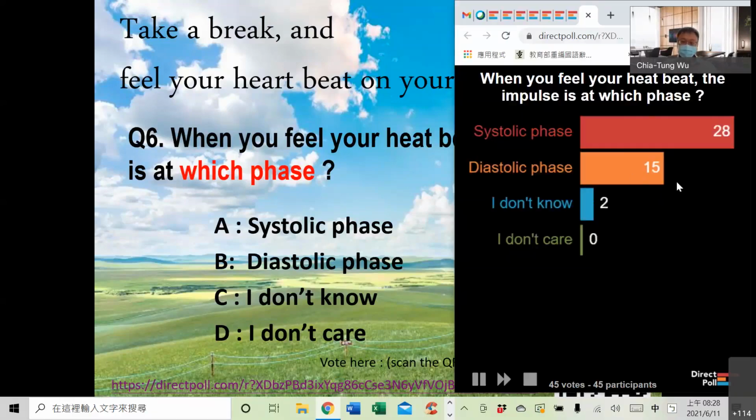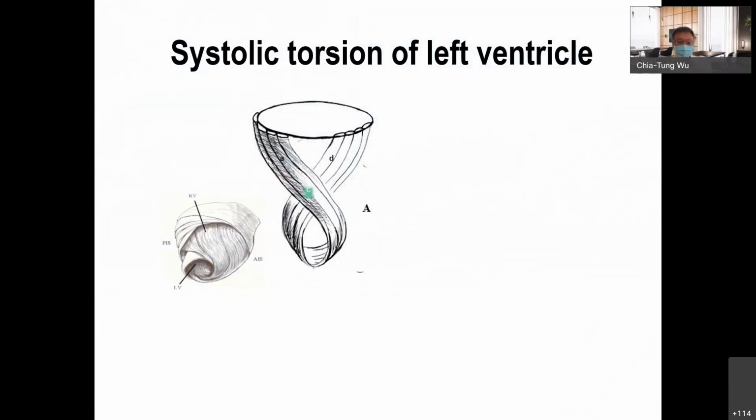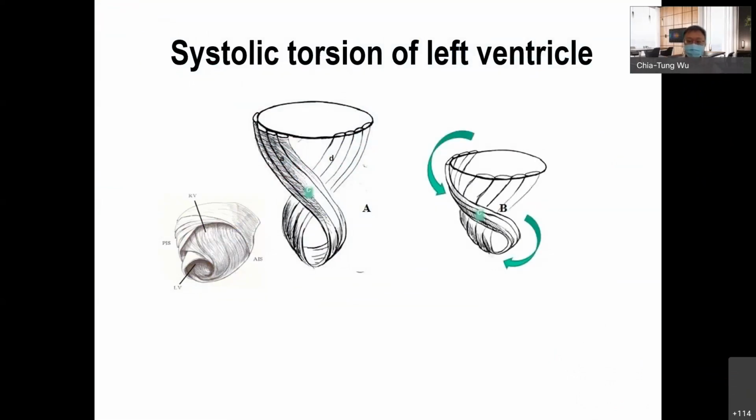Here is our result. You can see that about 1/3 of our students choose the diastolic phase when we feel our heartbeat. But actually, the correct answer is the systolic phase. Why? The arrangement of our ventricular myocyte is not that simple. It's not unidirectional. It's like a spiral. So when our left ventricle contracts, it's like a spiral motion toward our left ventricular apex. So the total force is toward the apex, and there's a rotation, not only shrinking.